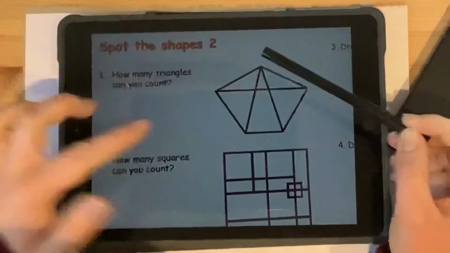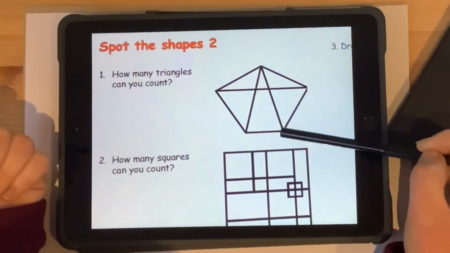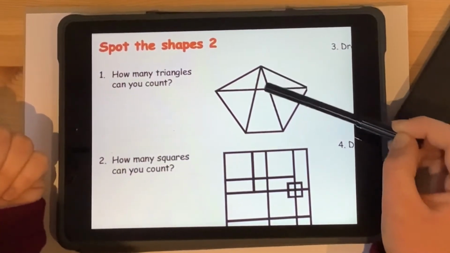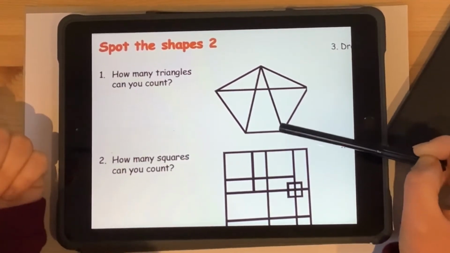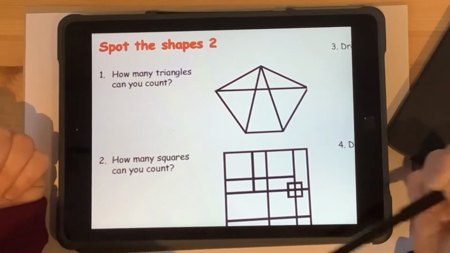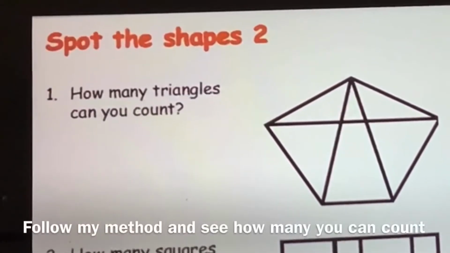Add in our large one we had earlier, and that is 7. Then we've already counted this one, so we've got 8. So far I have 8 triangles. Can you spot any more?